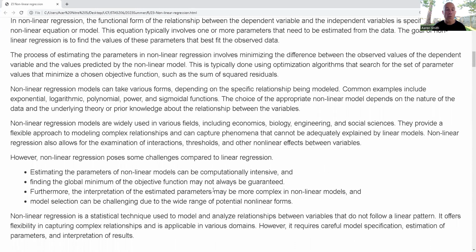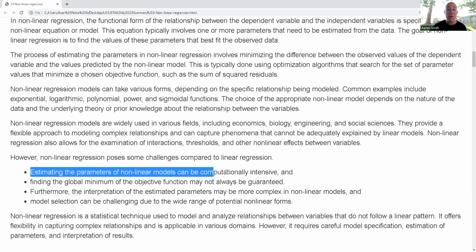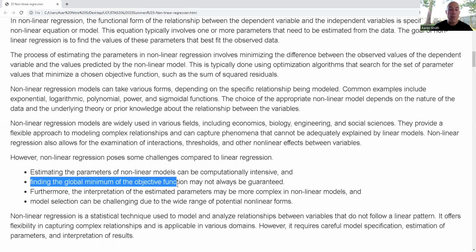Now, there are some challenges with nonlinear regression. That flexibility comes at a cost. First and foremost, estimating the parameters of nonlinear models can be computationally intensive, so it can take a long time for the computer to run it. Finding the global minimum of the objective function may not always be guaranteed. So what can happen is the true correct minimum values I could get for my data for the parameters might be a certain value, but the algorithm converges on other values. If I'm in a more complicated model, that is a possibility.